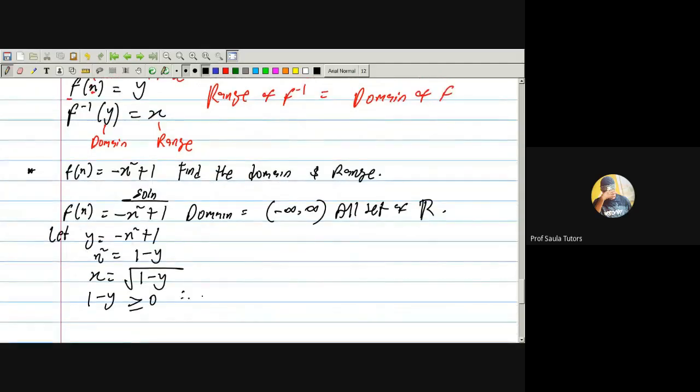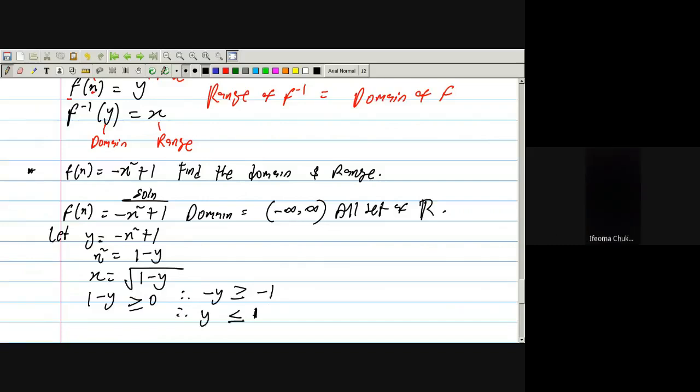It means that, if I bring minus y, greater than or equal to, what do you have here? Minus 1. Multiply by minus, the inequality flips: y is less than or equal to 1. So it means that what is now my range? Remember, y must be less than or equal to 1. So it is from negative infinity, comma, 1.